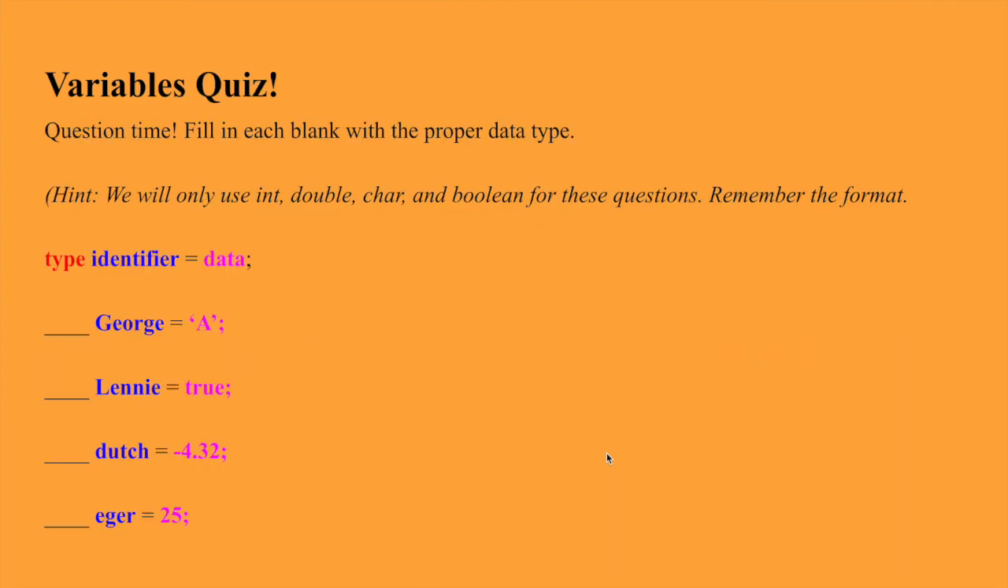So anyway, question time. Fill in each blank with a proper data type. And we will only use int, double, char, and boolean for these questions. Remember, the format is type identifier equals data, semicolon. And so I'll give you a second. Just think of what type these data declarations would be. You got it? All right.